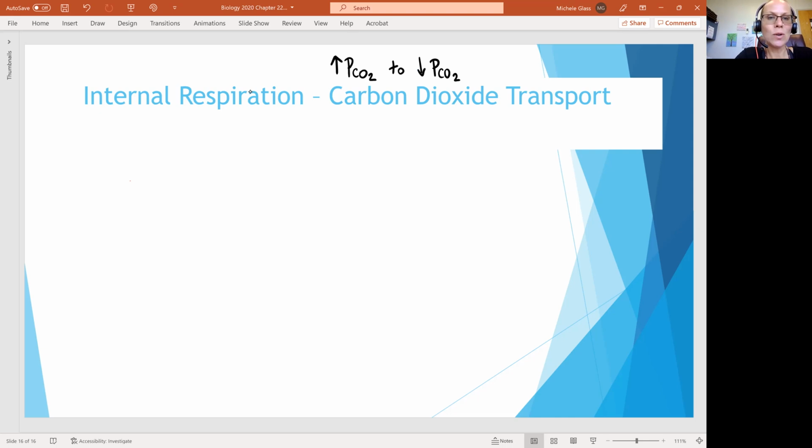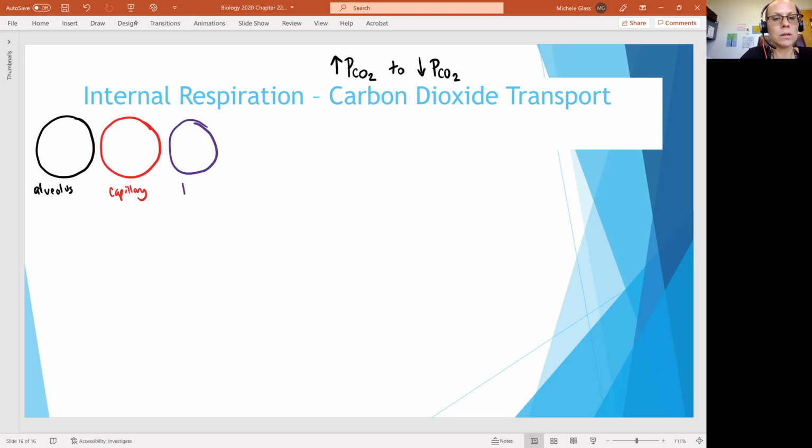So let me do a drawing similar to what we did with oxygen. Let me draw 3 circles. My first circle will be my alveolus, that's the singular version of the word. Let me do a second circle, which can represent my capillary. And let me do a third circle, which I'm just going to label my body cells.